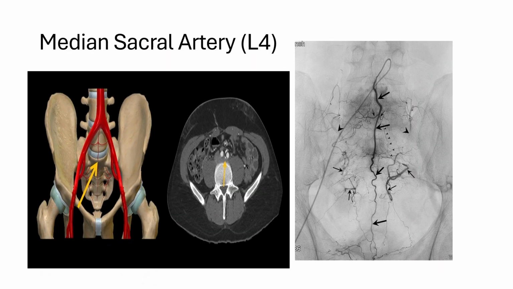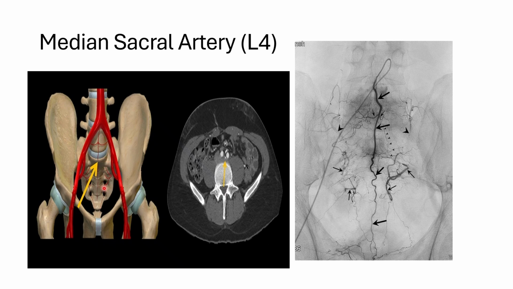Median sacral artery. This is also an unpaired artery, but it arises from the posterior part of the abdominal aorta at the L4 level. It is a small midline vessel. It descends roughly in the midline anterior to the L4 and L5 vertebral bodies, then over the sacral promontory and down towards the coccyx. It supplies the fourth and fifth lumbar vertebra, sacrum, coccyx, and supero-posterior rectum. It has a very minor contribution.